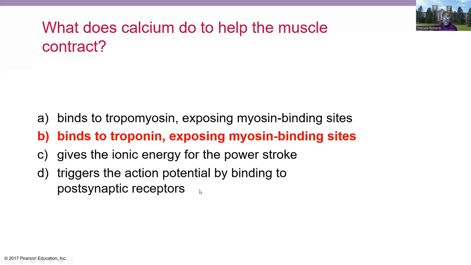Others of you went with D, triggers the action potential by binding to the postsynaptic receptors. So no, it doesn't trigger the action potential. We'll talk about this coming up, but sodium and potassium by way of the receptors there is what causes that action potential. So an action potential here is no different from the action potential that is triggered on other cells, neurons, for example. Okay, let's go on.